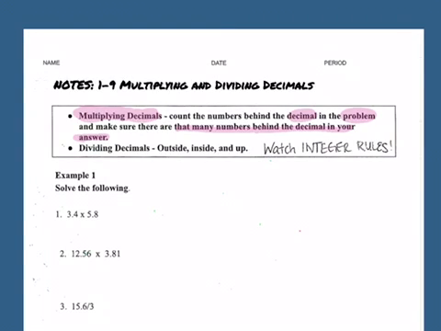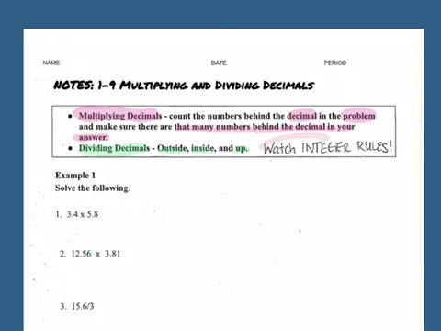If we're dividing decimals, remember outside, inside, up. This will make sense in a minute when we actually divide some decimals. But when we're dividing a decimal by a decimal, we have to move the decimal that's on the outside, move the decimal that's on the inside, and then bring it up to the top, okay?